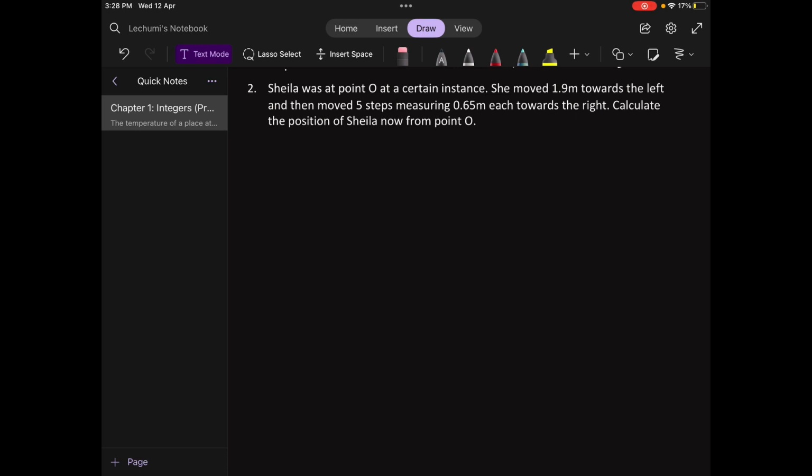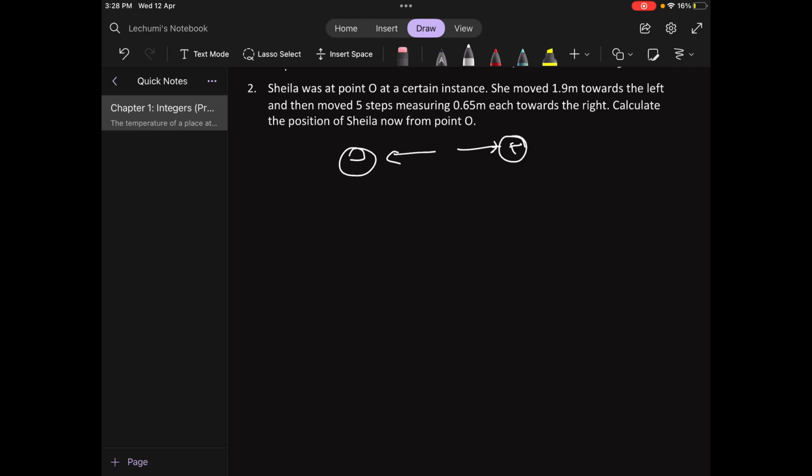For this question, there is something we have to do. We have to assume that the right hand side is positive, then the left hand side is negative. You can also have it in the opposite way, where right is negative and left is positive. It's just for the sake of calculation, and most often than not we will consider right as positive, left as negative. Same goes for up as positive and down as negative.